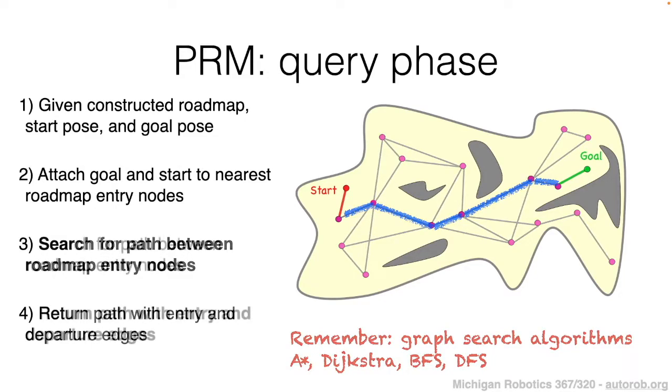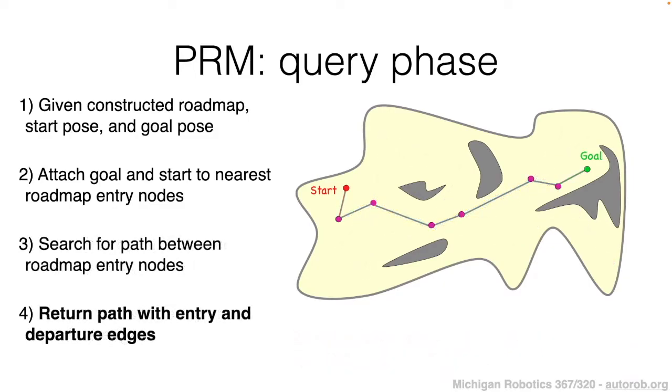And at that point, we'll be able to return a path based on basically backtracking from the goal node to the start node through the graph, through the roadmap, that will be guaranteed to be a sequence of valid poses within configuration space and lead from start to goal.